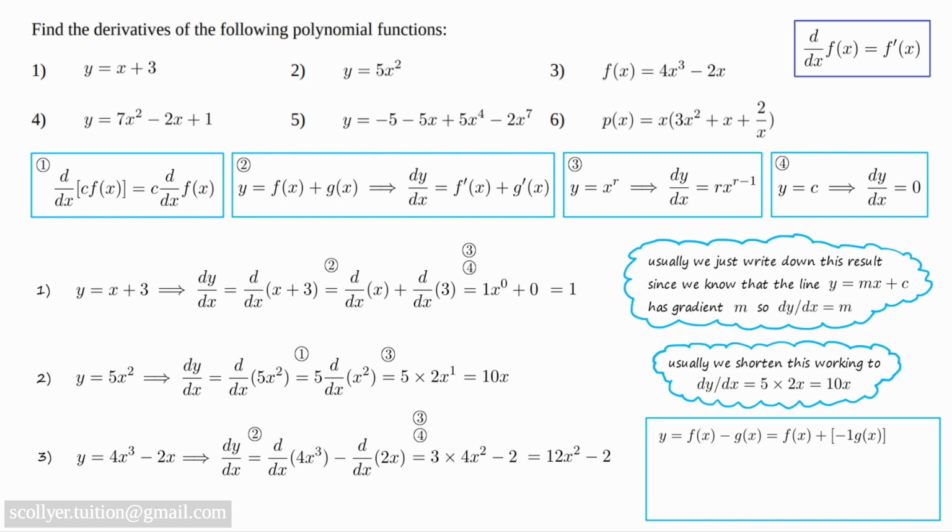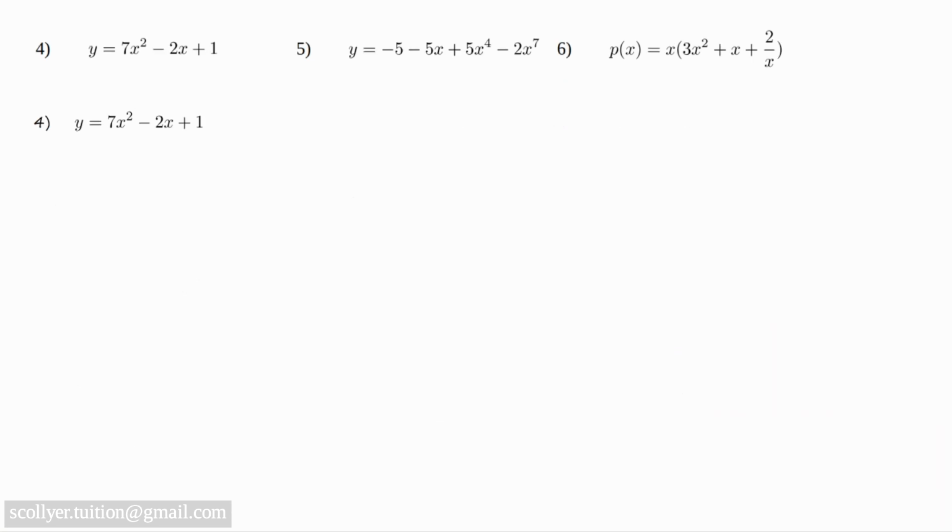And now we can apply rule 2. So we have that dy by dx equals f dashed of x plus d by dx of minus 1 times g of x, which becomes f dashed of x plus minus 1 times g dashed of x, which equals f dashed of x minus g dashed of x. And so if y equals f of x minus g of x, then dy by dx equals f dashed of x minus g dashed of x.